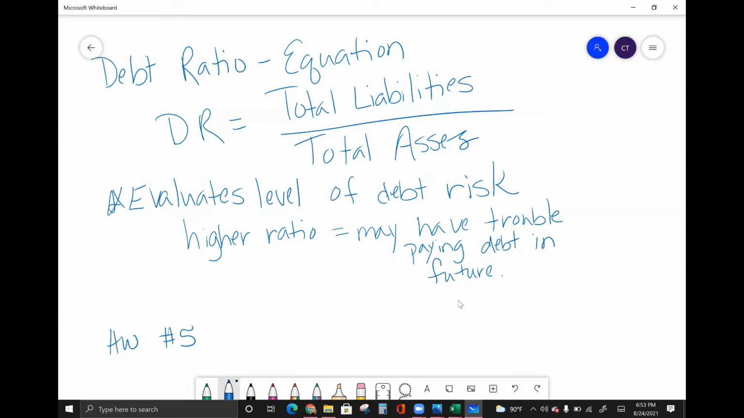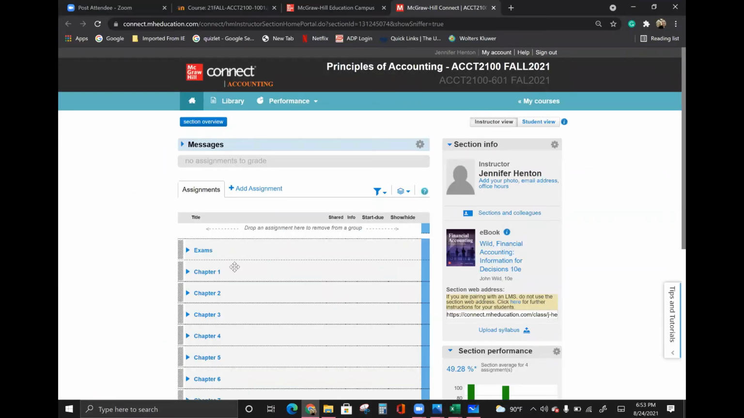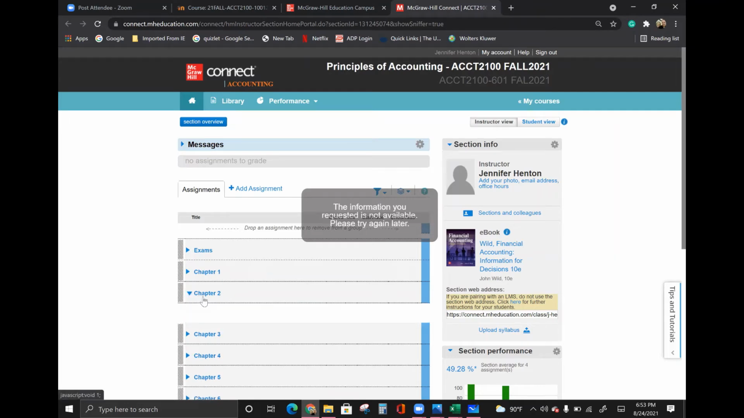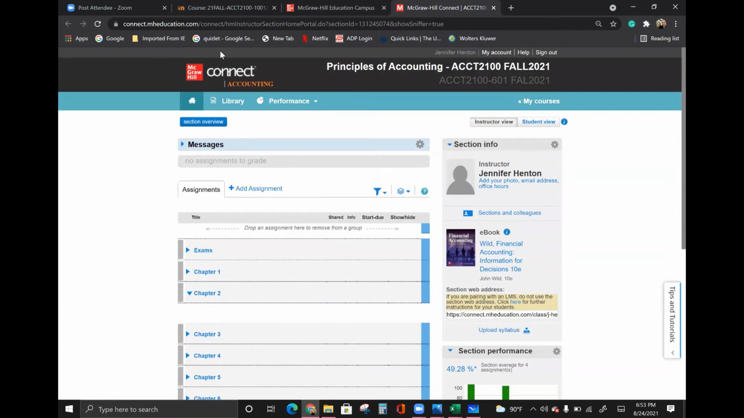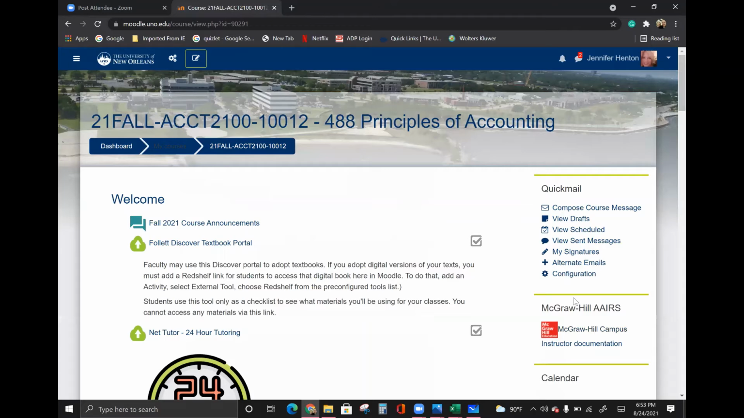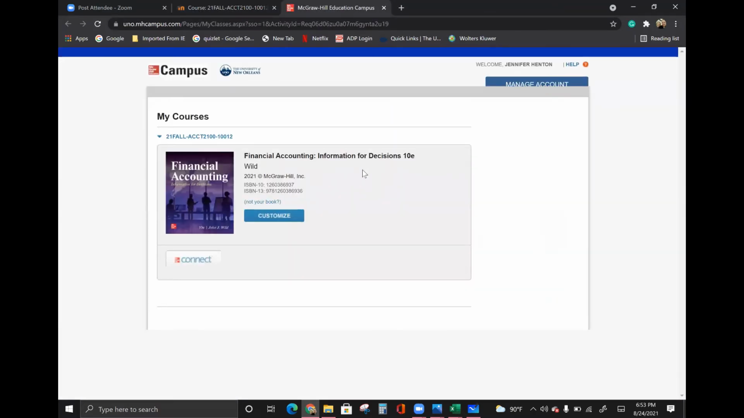Okay, let's do number 5. Let's look at homework number 5 on Connect. I might have sat too long. I might have to re-sign in and log back in. Did y'all see the link on Moodle for Connect? Did y'all see it there?